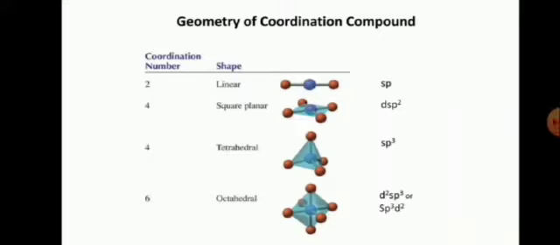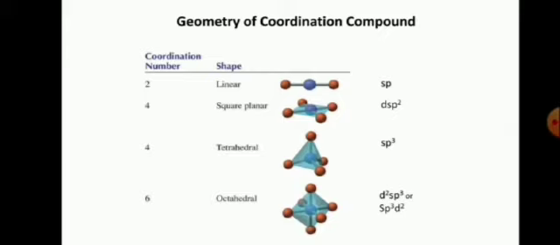Now, after EAN, we will try to understand the geometry in coordination compounds. Many theories have been put forward to explain the geometry and bonding in coordination compounds, namely VBT, that is valence bond theory. It is very similar to the valence bond theory in covalent compounds, with slight differences. Other theories are ligand field theory, crystal field theory, and molecular orbital theory, that is MOT.